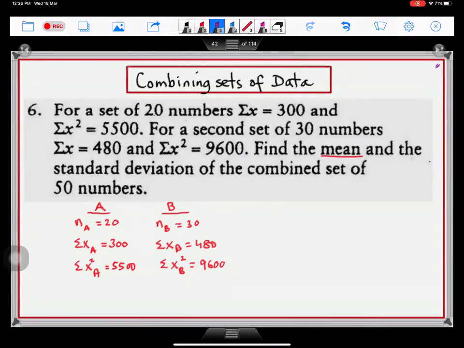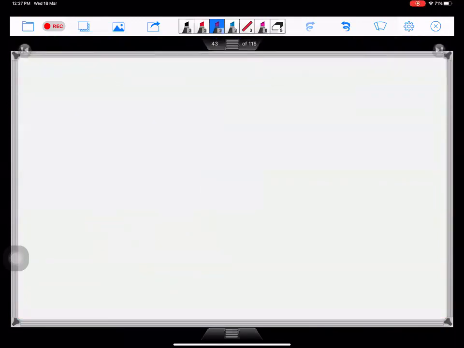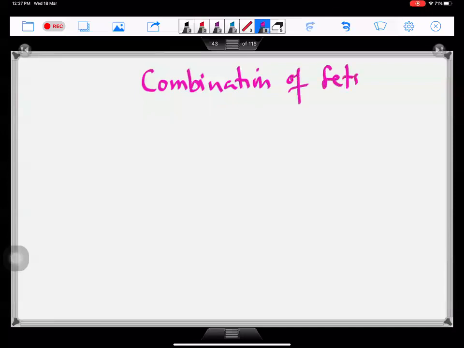Now, in the first one, for a set of 20 numbers, sigma x is 300, sigma x square is this much. For a second set of 30 numbers, sigma x is this much, sigma x square is this much. Find the mean and standard deviation of the combined set of data. That means what I can write is that for combination of sets of data, I need 2 things.